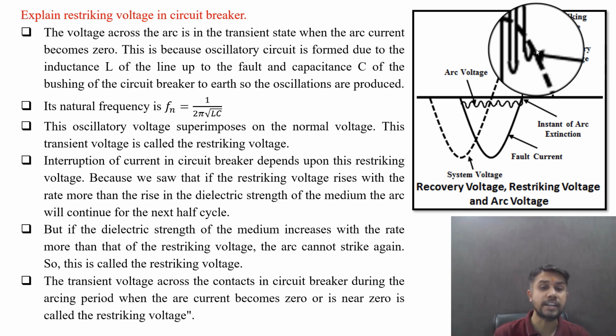The transient voltage across the contacts in a circuit breaker during the arcing period, when the arc current becomes zero or near zero, is called the restriking voltage. This is the definition of the restriking voltage. So this is how the restriking voltage in a circuit breaker can be explained.